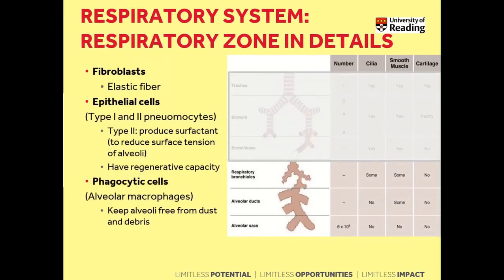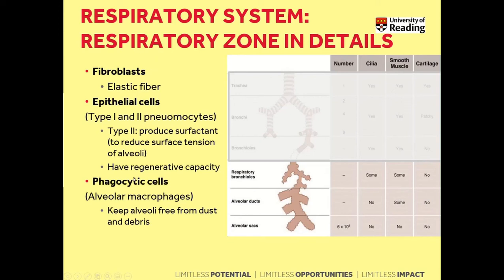What about the respiratory zone? The respiratory zone is characterized by a different type of cells, as we already discussed earlier. Respiratory zone expresses fibroblasts, which are elastic fibers, and epithelial cells, which are very typical of the respiratory zone. They are called type 1 and 2 pneumocytes. And type 2, please do remember this one, they produce surfactant. We will talk about surfactant later on. But the surfactant is important to reduce the surface tension of alveoli.